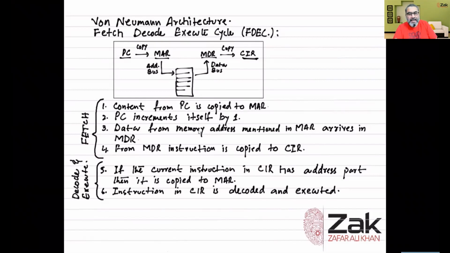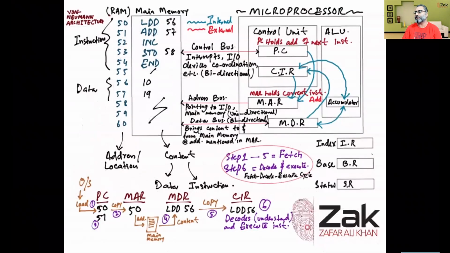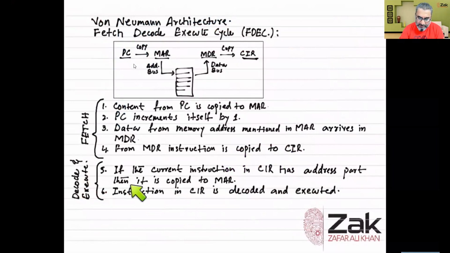If the instruction that has arrived in the CIR has an address part in it, if you noticed, there are two types of instructions that I showed: one that has an address in it, like these three, and one that has no address in it. If the instruction in the CIR has the address part in it, then it is copied to the MAR so that the data from that address can be fetched.